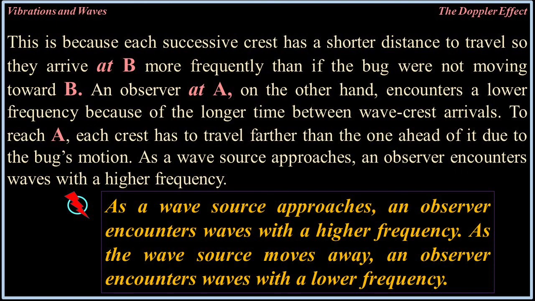This is because each successive crest has a shorter distance to travel, so they arrive at B more frequently than if the bug were not moving towards B. An observer at A, on the other hand, encounters a lower frequency because of the longer time between wave crest arrivals. To reach A, each crest has to travel farther than the one ahead of it due to the bug's motion. As a wave source approaches, an observer encounters waves with a higher frequency. As a wave source moves away, an observer encounters waves with a lower frequency.